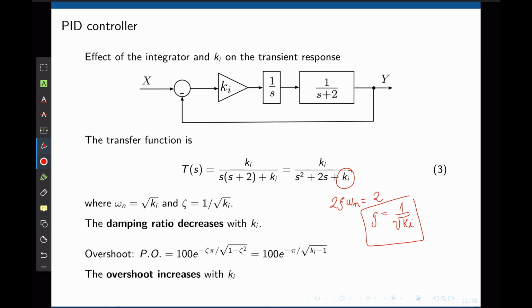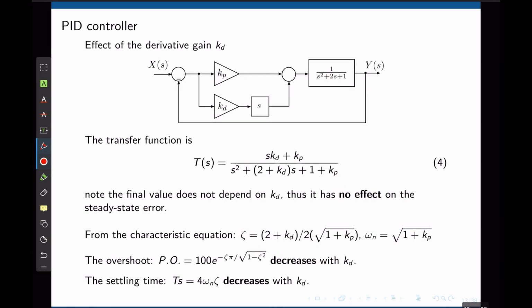If we now replace zeta in the formula for the percent overshoot, we see that this now increases as we increase the value of ki. More oscillations and higher overshoot. And this is where the derivative gain becomes interesting.